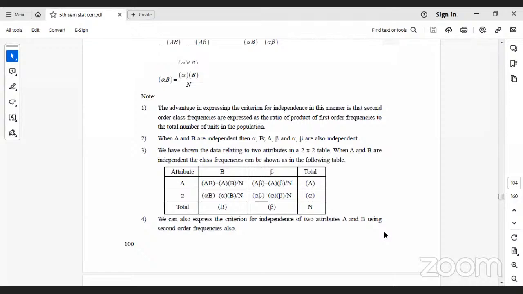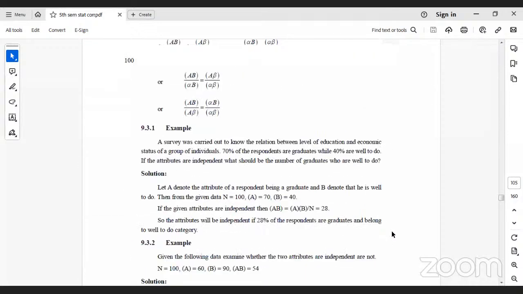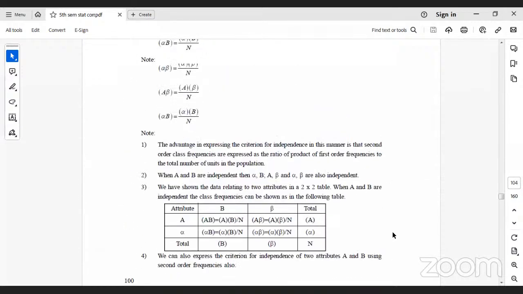Clear for Jyoti, Komli and Punit? Clear? Yes, sir.